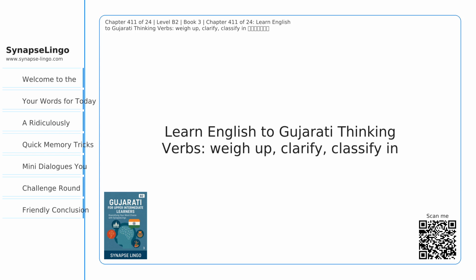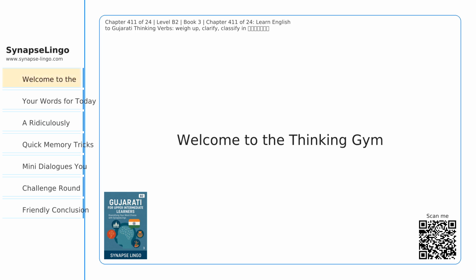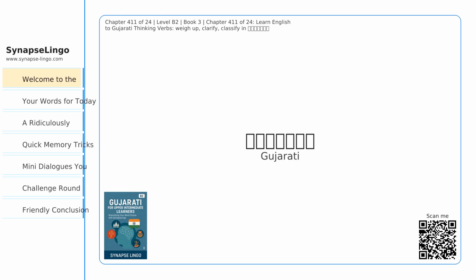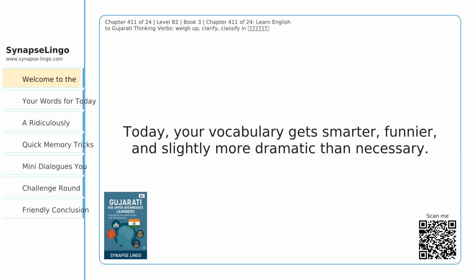Learn English to Gujarati thinking verbs. Weigh up, clarify, classify in Gujarati. Welcome to the thinking gym. Hey, you are about to train your brain in English in Gujarati. Today, your vocabulary gets smarter, funnier, and slightly more dramatic than necessary.